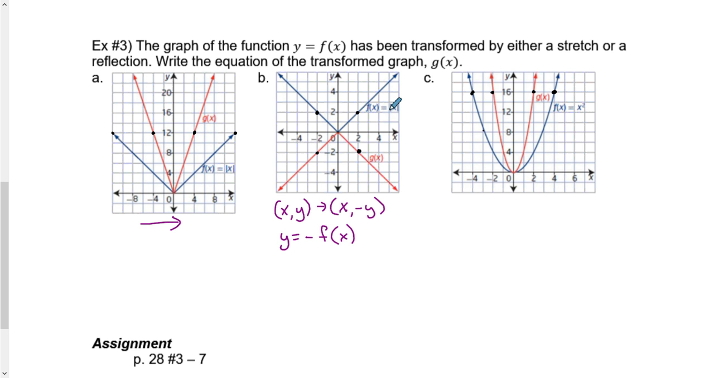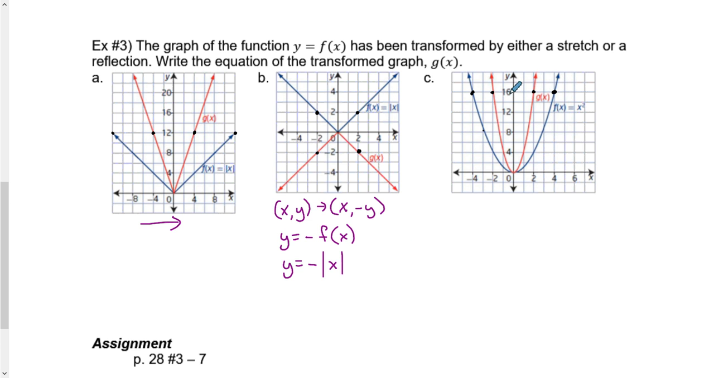Now in this one, we actually have the equation, it's absolute value. So we can be a little more specific and have negative absolute value of x as the equation. So that one's just really quick.